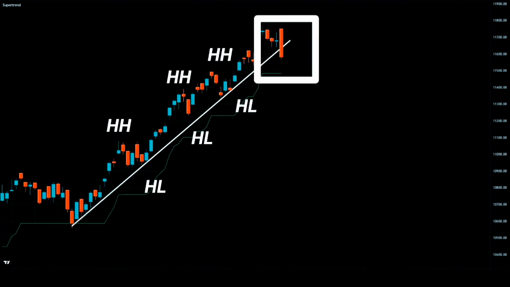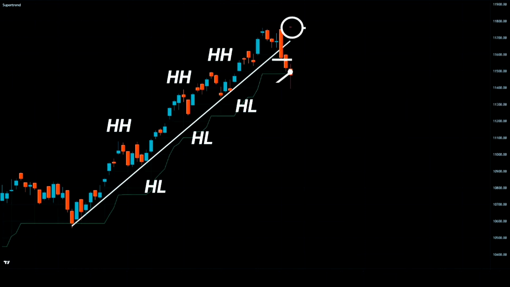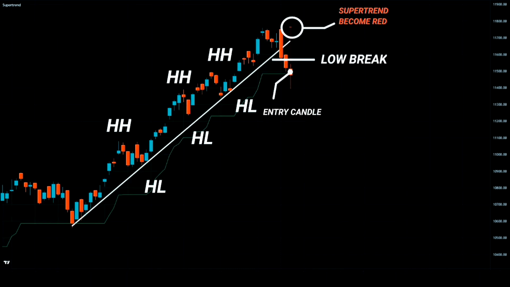At this point, you'll notice a red candle has broken the trend line. However, you should not take a trade yet because the Supertrend is still green. We need to wait for the Supertrend to turn red. At this point, you'll see the Supertrend has turned red. Now you can enter a sell trade here.